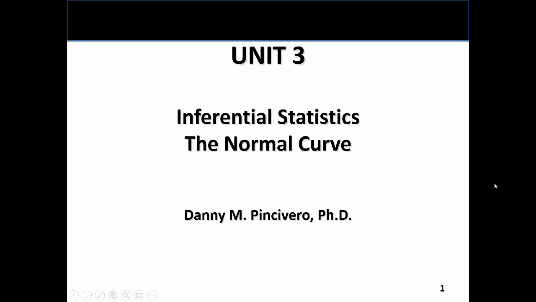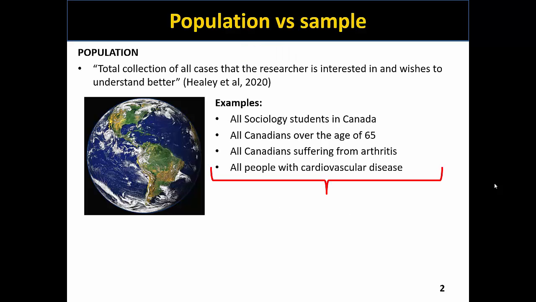In this lecture, we're going to provide an introduction to the foundation of inferential statistics and review some of the procedures of sampling from populations. And so we start with an understanding of a population defined as the total collection of all cases that the researcher is interested in and wishes to understand better. So some examples might include all sociology students in Canada, all Canadians over the age of 65, all Canadians suffering from arthritis, or all people with cardiovascular disease.